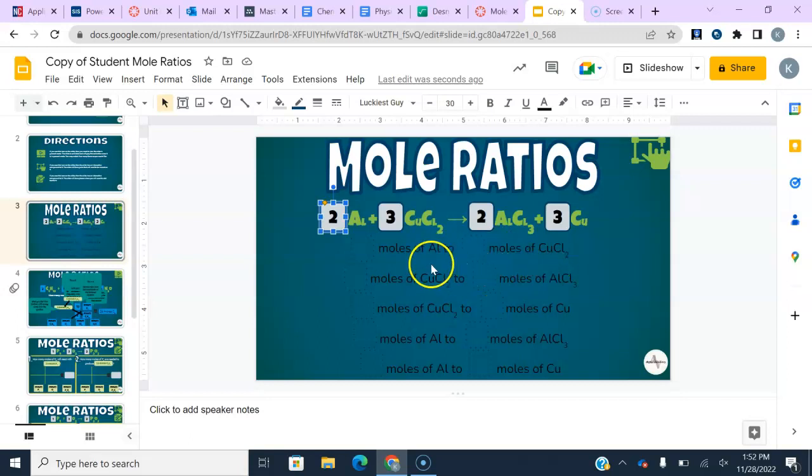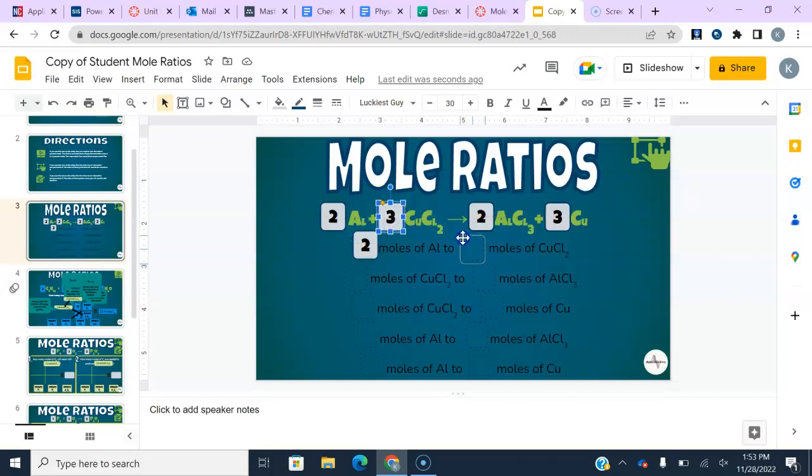All we have to do here is drag the coefficient in front of either the element or the compound to the correct one. So moles of aluminum, we have that coefficient of 2 in front of the aluminum, so we just have to click on it and drag it to the spot. And then moles of copper chloride, the copper chloride is right here. There's 3 moles, so I'm just going to grab that coefficient and drag it.